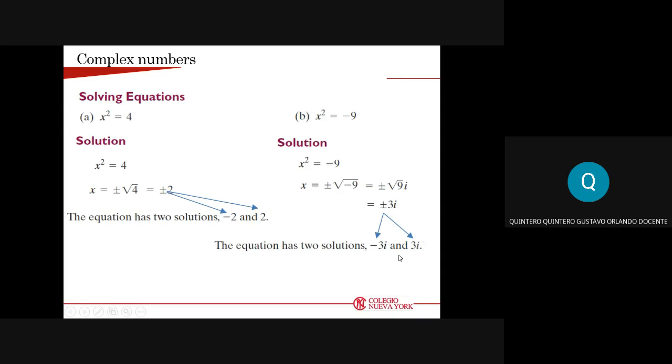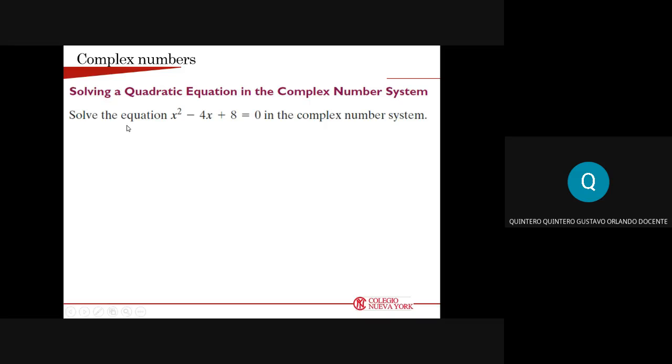Always two solutions. If you have three, then we have a mistake. If you have just one, then we have a mistake. We have two solutions.